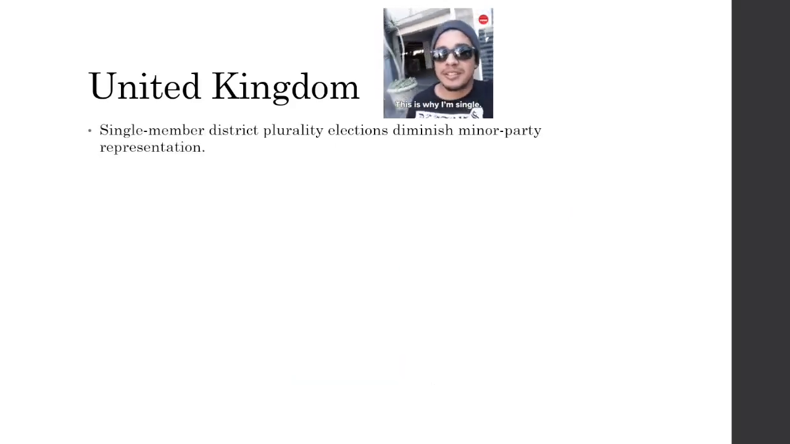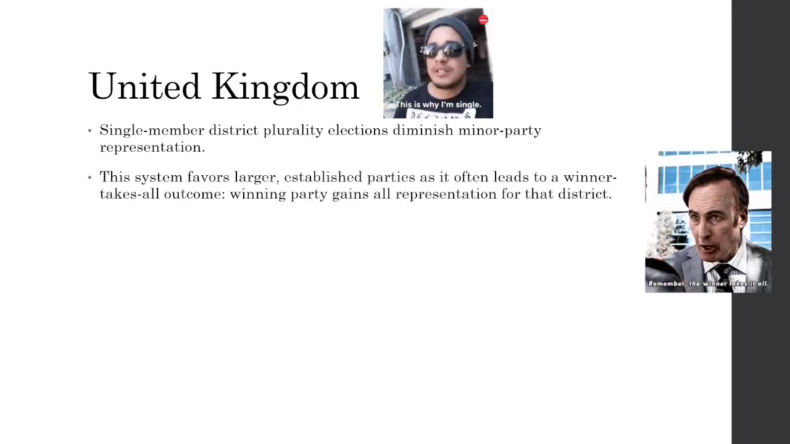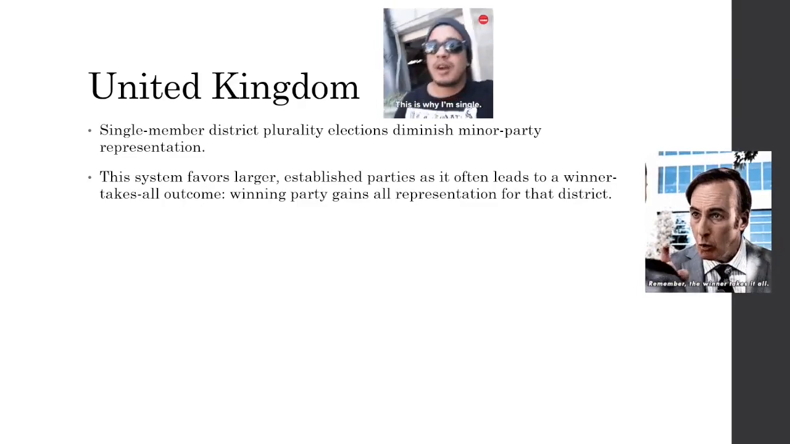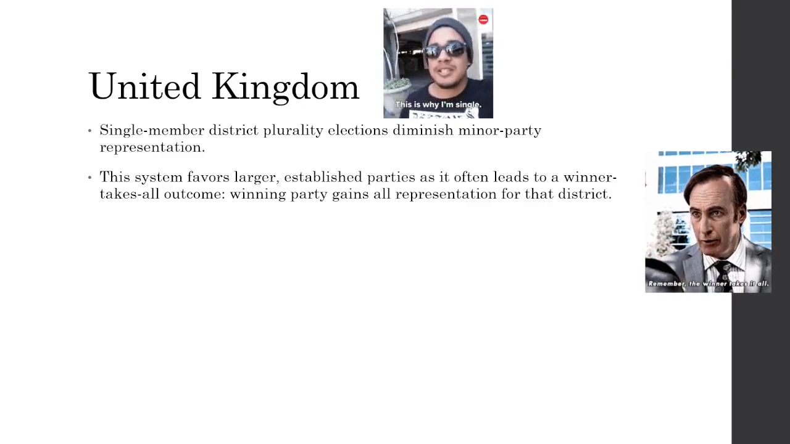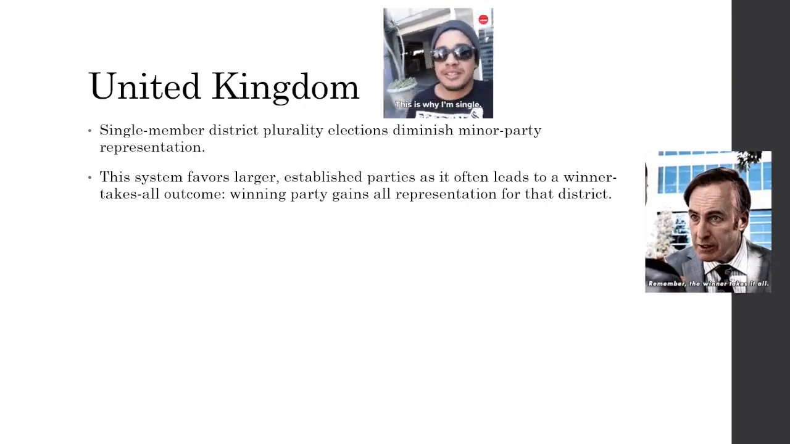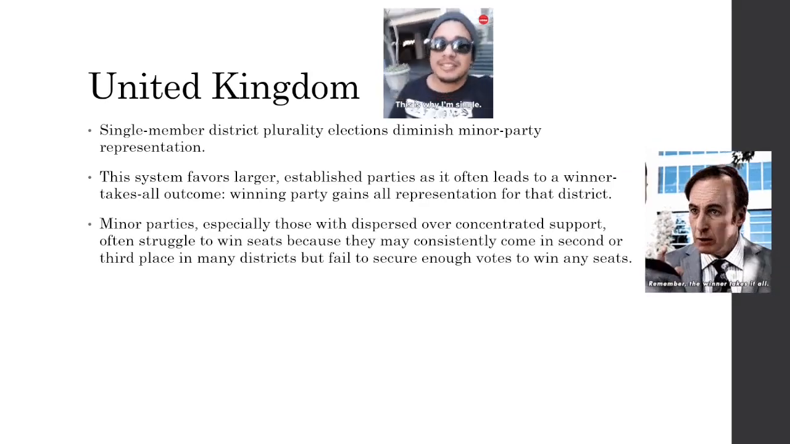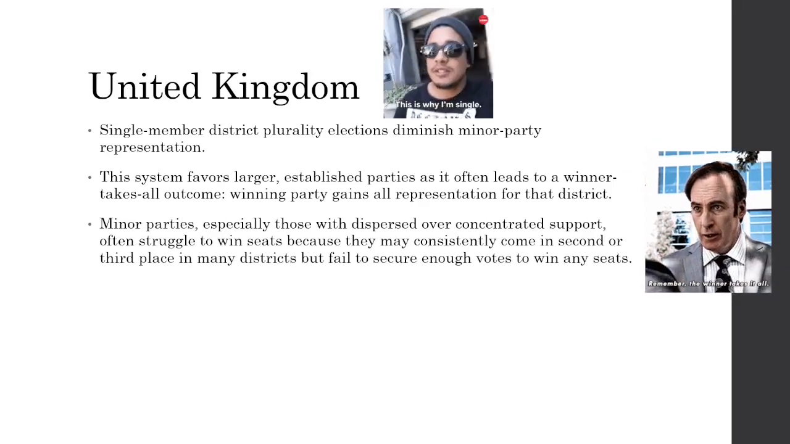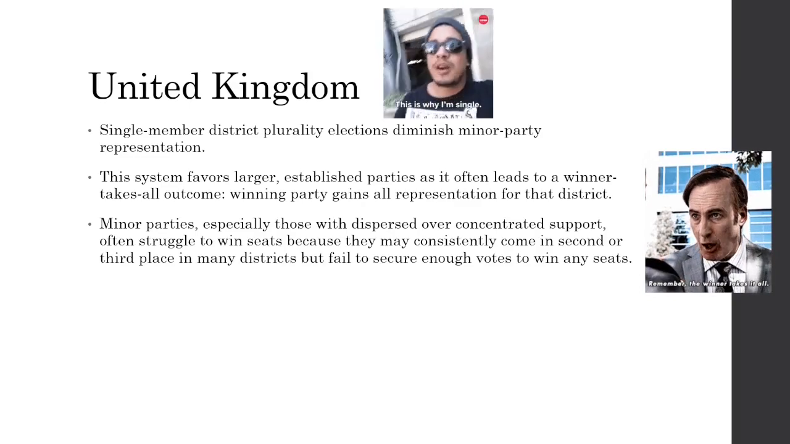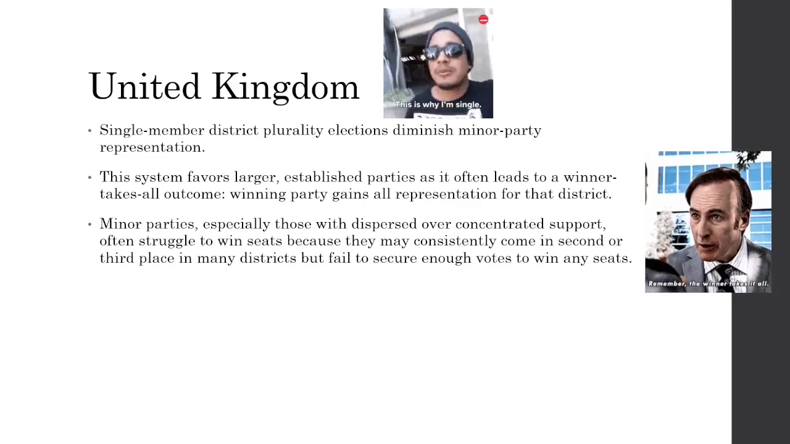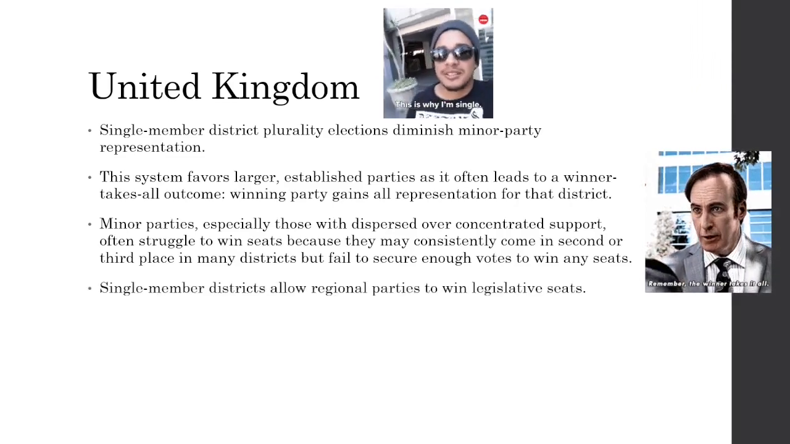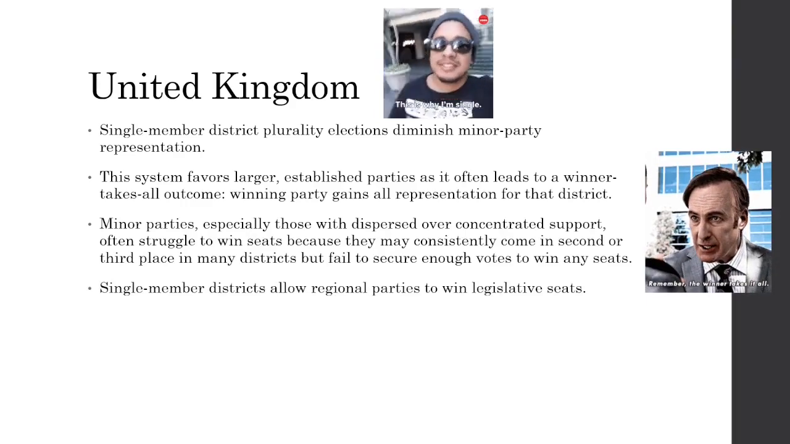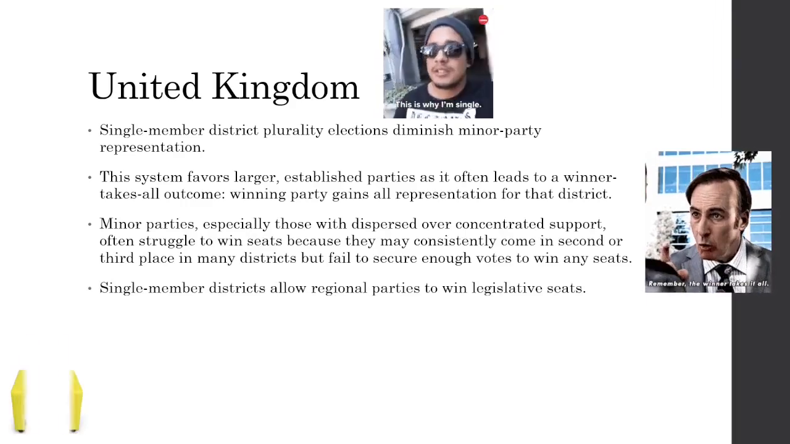So they have single-member districts with plurality elections that diminish minor party representation. It favors larger, well-established parties that leads to a winner-takes-all outcome, kind of like a poker game a little bit, if you got all those aces. And the winning party will gain the representation for that district, and they'll earn the most seats in the House of Commons. Minor parties really struggle, especially if they're dispersed over the country, and they don't win as many seats. Or enough votes for any seats. Well, I guess it's the same thing. Single-member districts allow regional parties, though, to win legislative seats, such as the Scottish National Party.